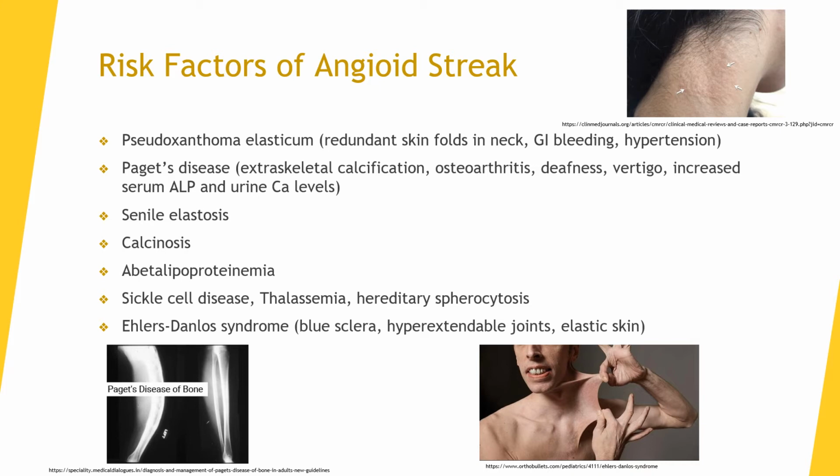Sickle cell disease, thalassemia and hereditary spherocytosis are blood disorders that can lead to anemia and can also affect the vasculature in the retina, leading to the angioid streak. Ehlers-Danlos syndrome, which is a connective tissue disease leading to blue sclera, hyperextendable joints, and elastic skin, to name a few of the symptoms, also raises the risk.